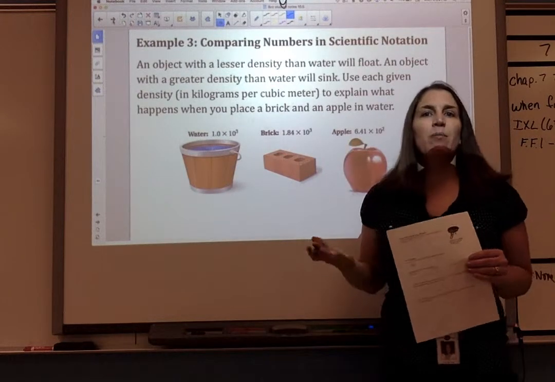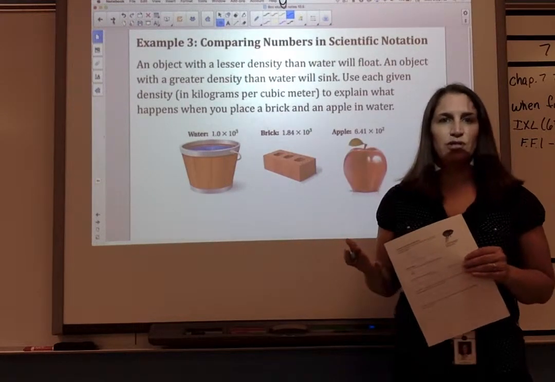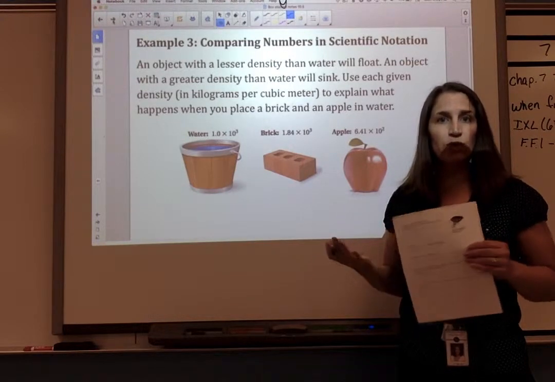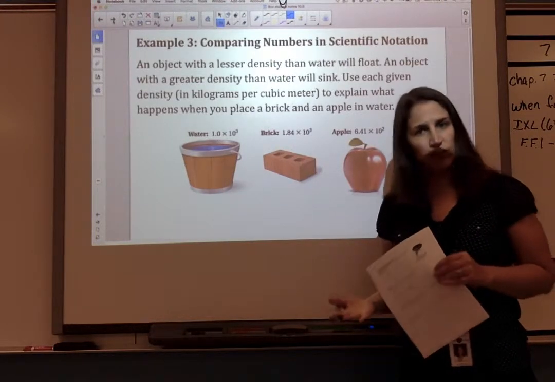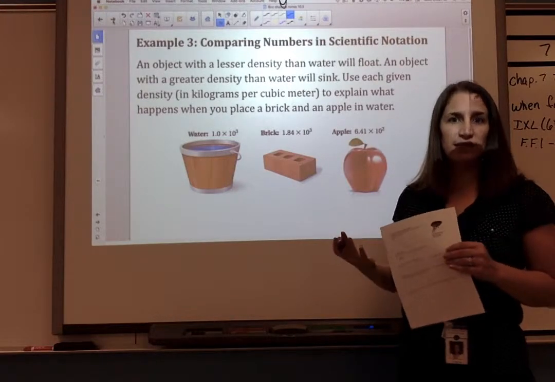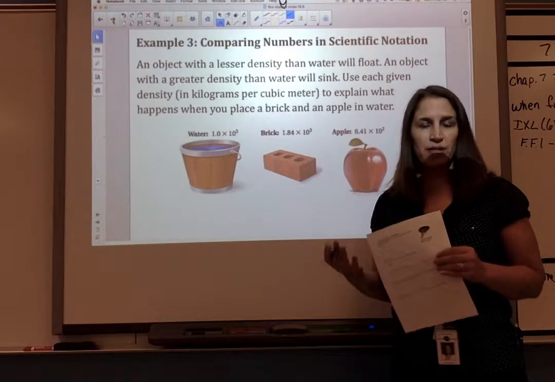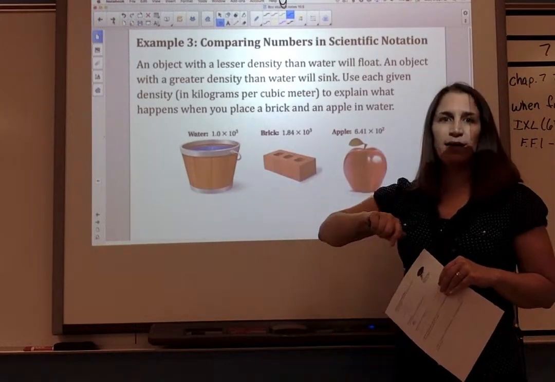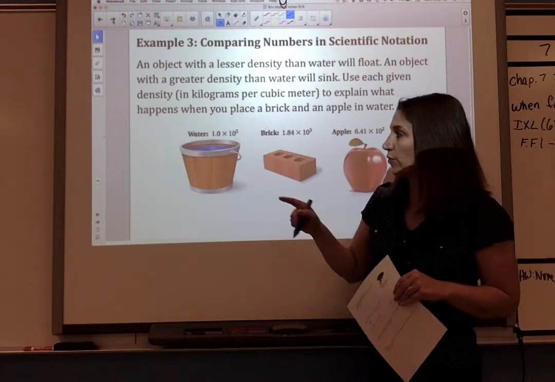Okay, so here I have just comparing some numbers in scientific notation. An object with less density than water will float in water, and an object with greater density than water will sink in water. So use each given density to explain what will happen when you place a brick and an apple in water. So let's start by writing the density of water in standard form.